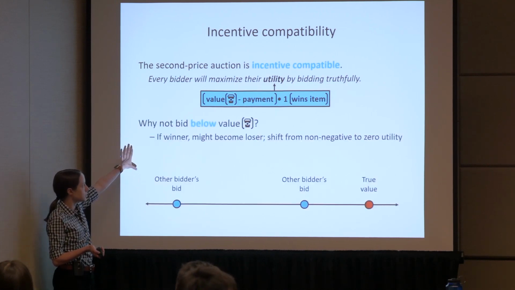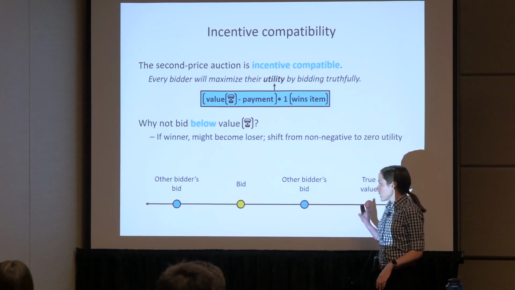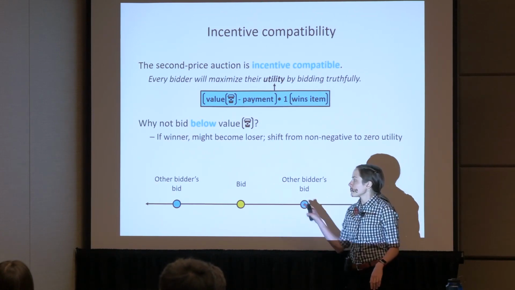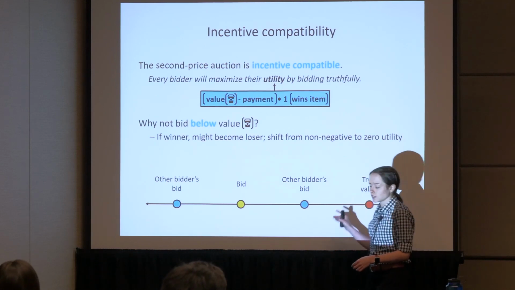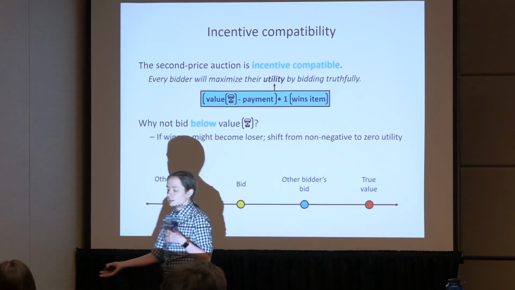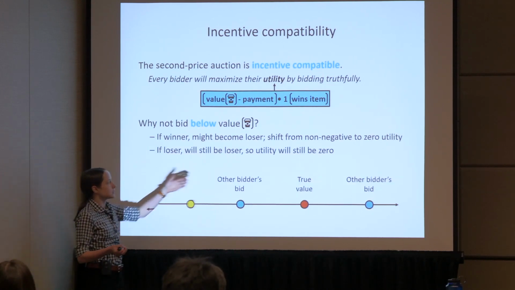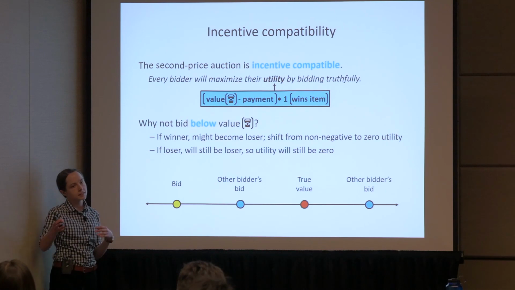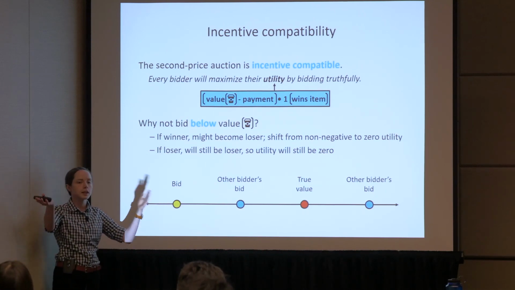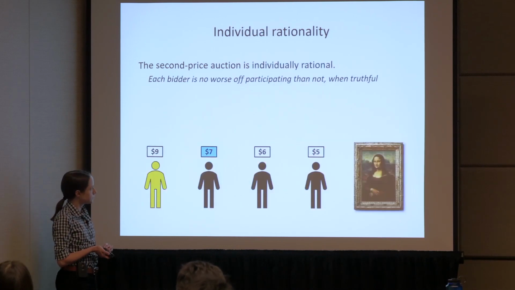And why not bid below their true value? Well, if they are the winner when they bid their true value and they shift their bid below their true value, then they might start losing. But in this case, they're going to go from positive utility to 0 utility. So they might as well not do that. And if they're the loser, they're going to stay the loser. So their utility will still be 0. So we've seen they have no incentive to bid above their true value, no incentive to bid below their true value, might as well bid their true value.